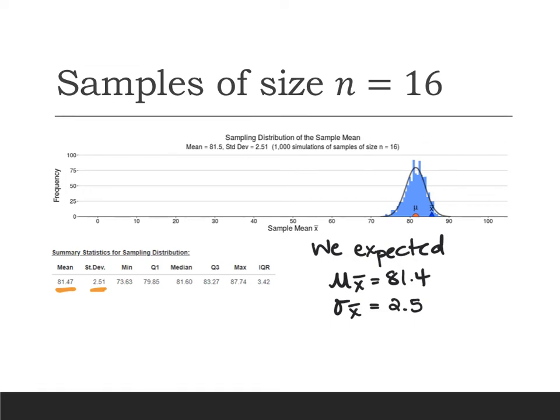And our standard deviation, this is the closest yet that we've gotten, 2.51. So we're 1/100th off. So 1 over 100, that's 0.01. That's very, very close to what we expected our standard deviation to be.